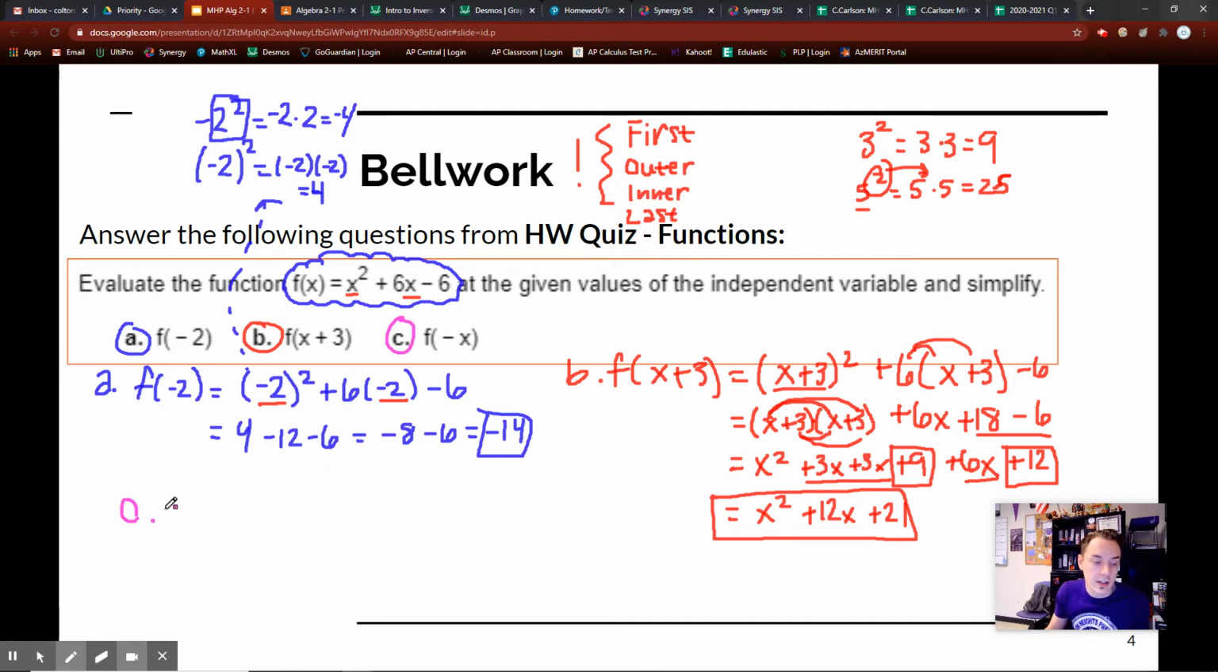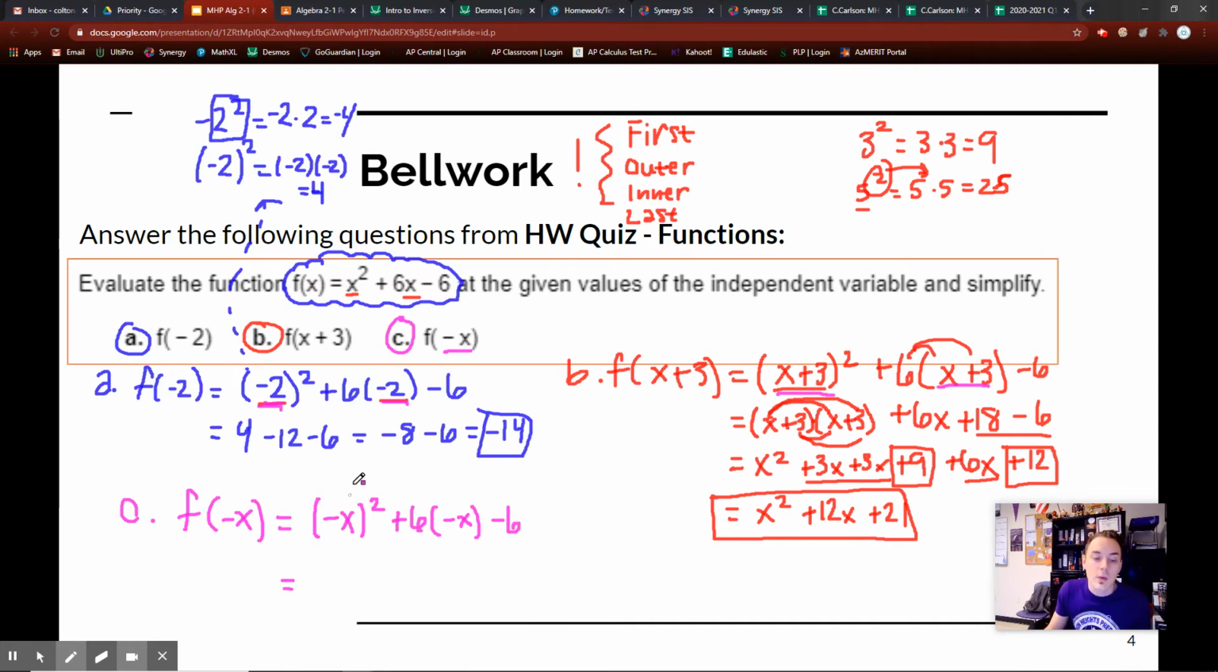C, let's do C real quick. C, if I do f of negative x, what does this mean? I'm going to plug in negative x into my equation. So instead of negative 2 here, instead of x plus 3 here, I'm not going to plug that in. I'm going to plug in negative x. So in parentheses, negative x squared, and then plus 6 times negative x, and then minus 6.